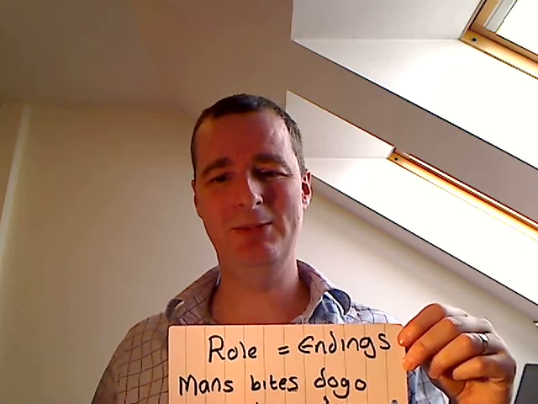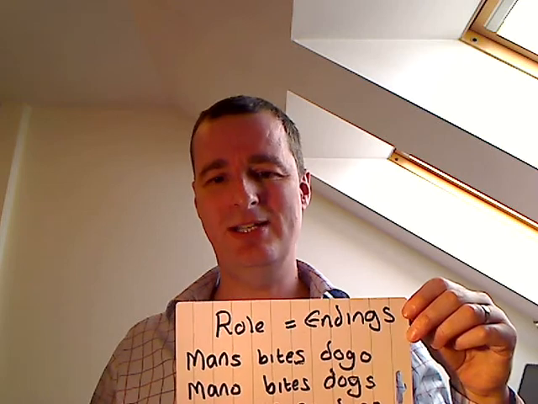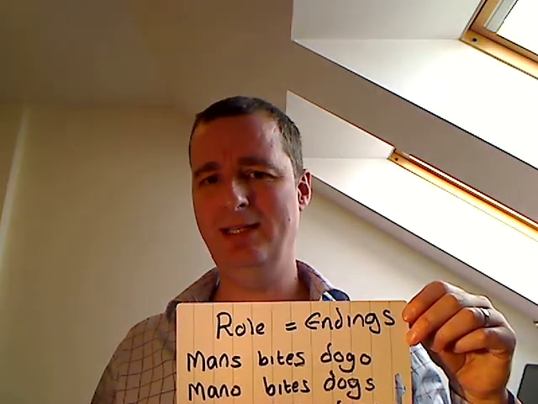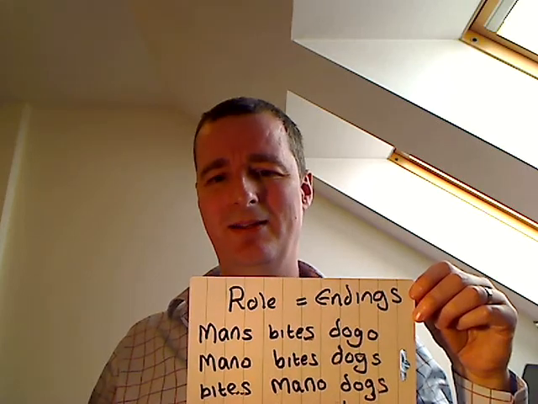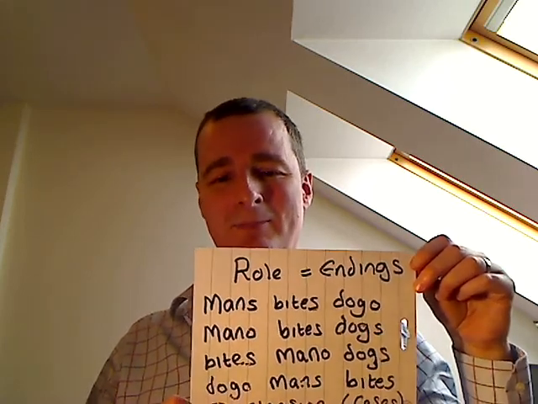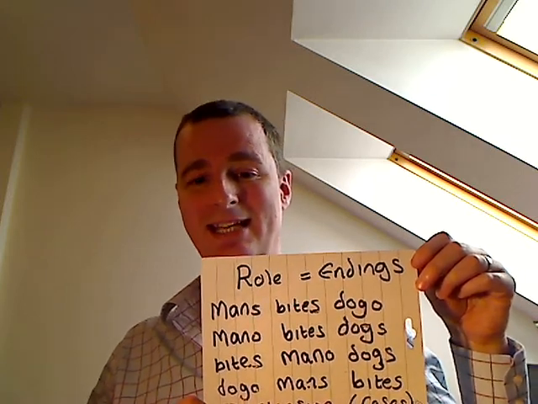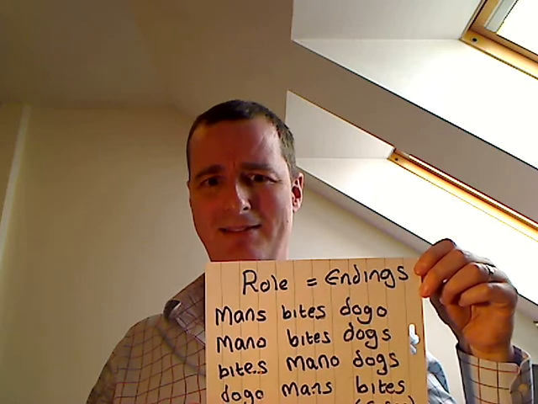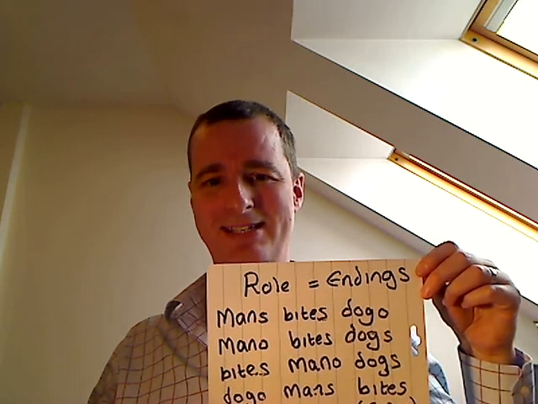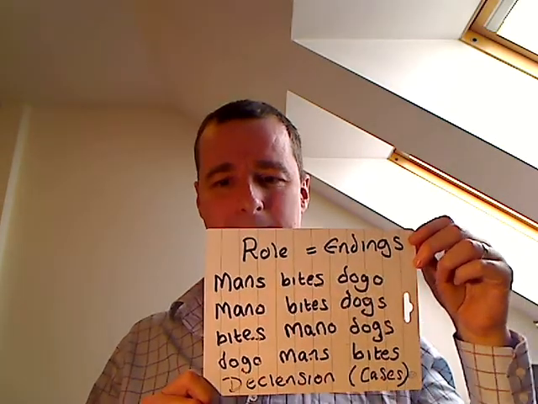would mean that the man was doing the biting and the dog was bitten. Mano bites dogs, though. Well, now it's the dog that's doing the biting. And bites mano dogs. Again, the dog's doing the biting. But doggo man's bites here. Now the man's doing the biting. And so, if you're not used to things like this, it can really hurt your brain to think about it. And to work it out, you have to think for a second who's doing the biting.